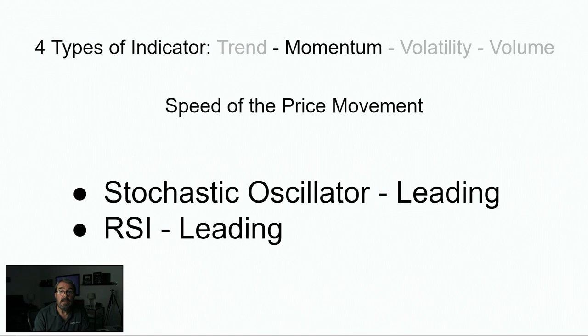Then we have momentum. Momentum is the speed of the price movement. How fast is the price going up or down, right? Those include things like the stochastic oscillator, which is leading, and RSI, which is leading.